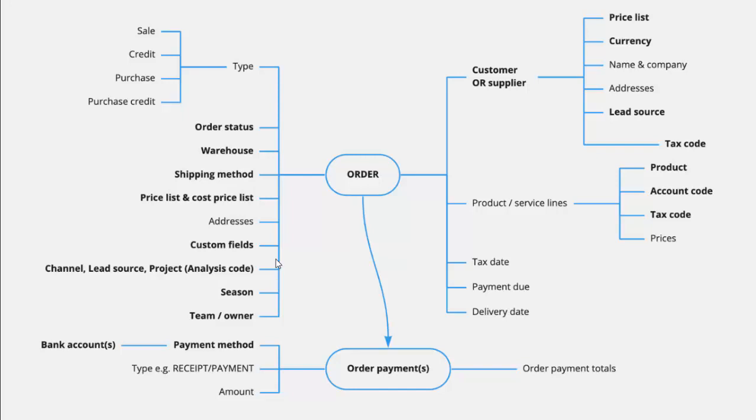The channel is set automatically if the sale is downloaded from a marketplace, e-commerce store, or POS. Any subsequent accounting transactions for the order will use the channel, allowing financial reports by sales channel. Lead source and project, which is sometimes called analysis code, also persist into the accounting for the order. If a customer has a lead source, then any order for that customer will inherit the lead source.